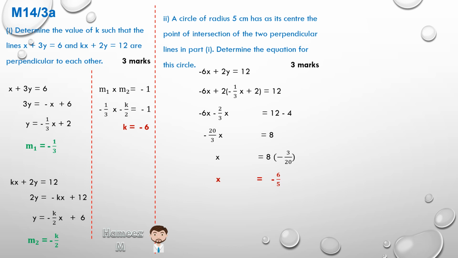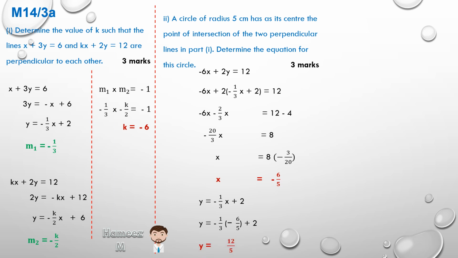And if you want to find the y coordinate, let's just substitute into the equation. So y is equal to minus 1/3 x plus 2, and we know x. So y is equal to minus 1/3 by minus 6/5 plus 2. The minuses cancel, 3 into 6, 2. So we get 2/5. So y is equal to 2/5 plus 2, which is 12/5.